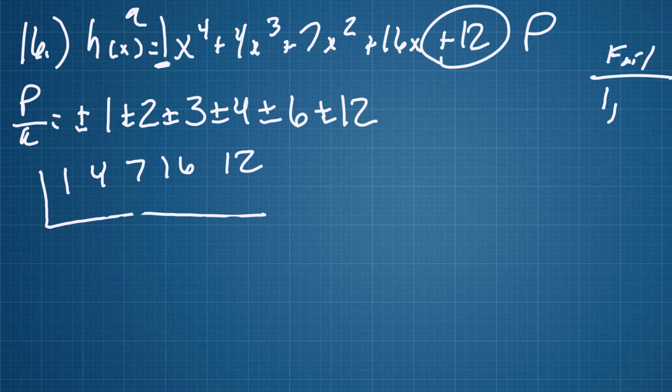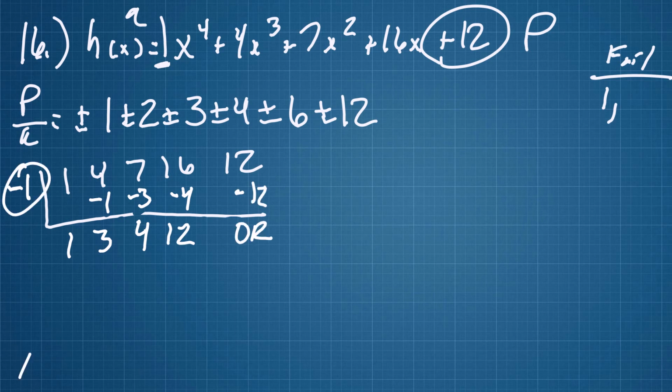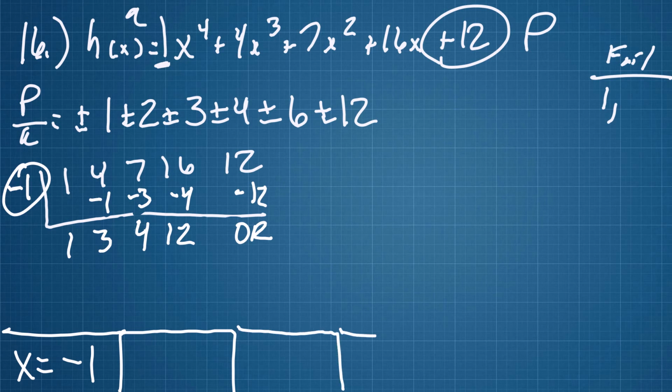So now that 1 failed, I'm going to try negative 1. 1, negative 1 gives me 3. Negative 3 gives me 4. Negative 4 gives me 12. Negative 12 gives me no remainder. That means I got one solution. X is equal to negative 1. Now remember, I have to have 4. I know I'm going to have 4 because that degree is 4.